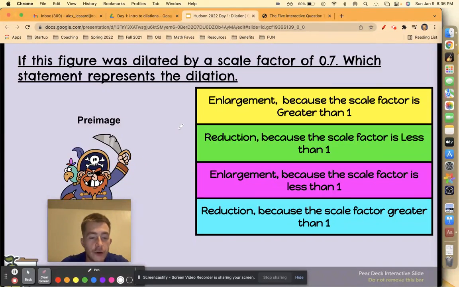All right, scale factor is 0.7. If I multiply by a number less than 1, in this case 0.7 is less than 1, I'm going to have a reduction. So I'm choosing either between green or turquoise. Reduction because the scale factor is less than 1. This number right here is less than 1. So green would be my correct answer there.